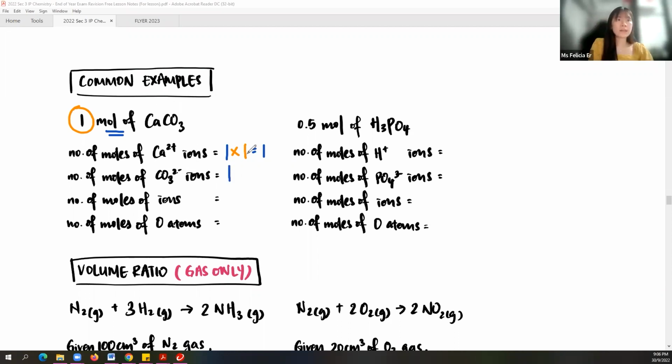So if only one set, I write 1. Then remember to always times back what is given in the question. That's why the final answer will be still 1.